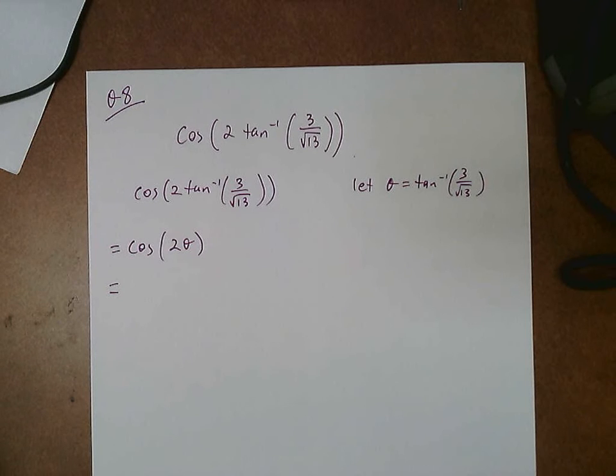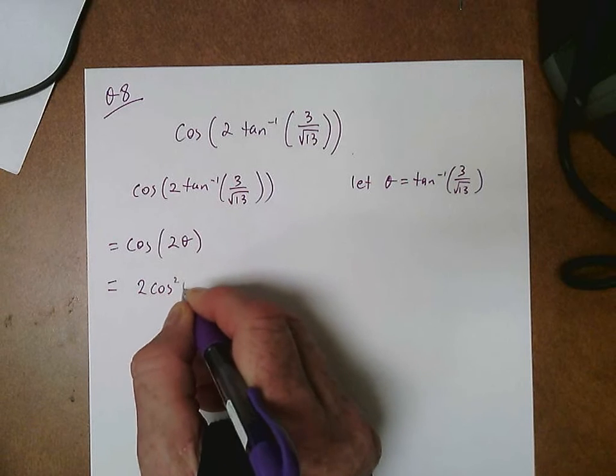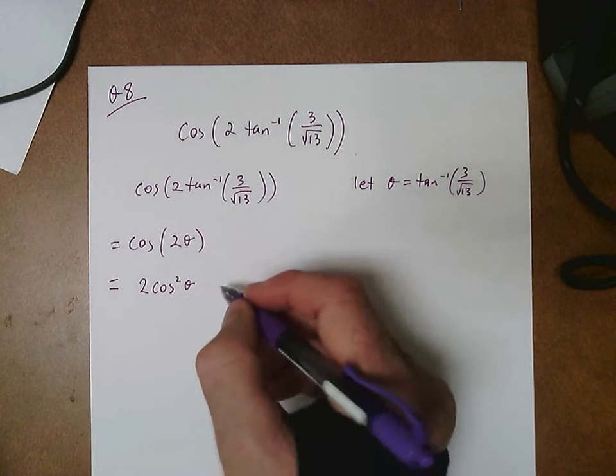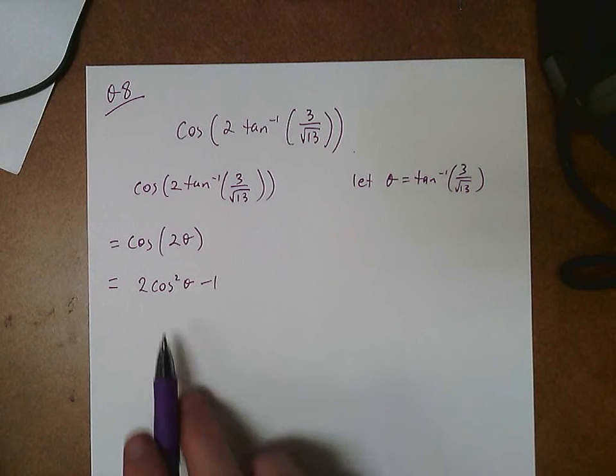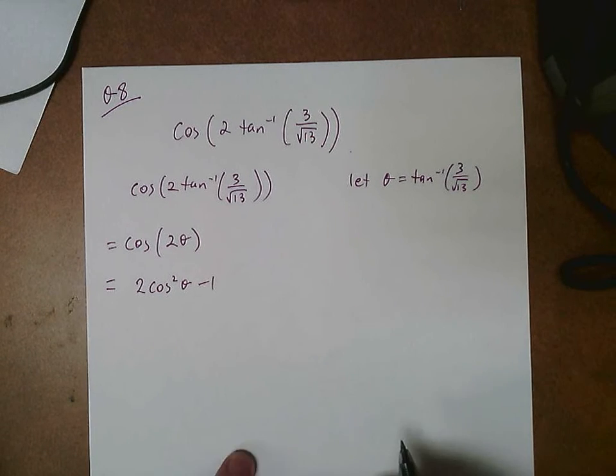And cosine 2 theta, grabbing my trusty formula sheet in the back of my book, again, not committed to memory, but know how to use them. Cosine 2 theta, the one with the least amount of functions, 2 cosine squared theta minus 1. 2 cosine squared theta minus 1. Okay, so to answer this, we need to know what cosine squared theta is.